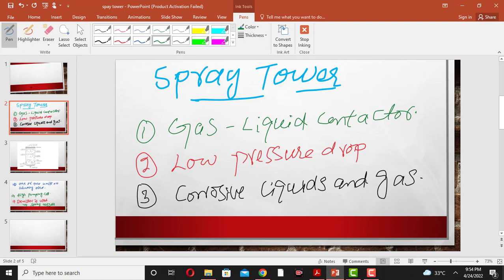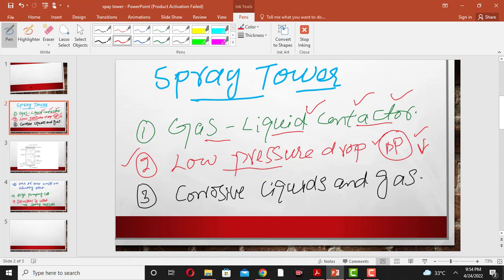In this lecture we will discuss the spray tower. The spray tower is used for gas-liquid separation processes. It is also called a gas-liquid contactor. The advantage of the spray tower is that it has a very low pressure drop. The pressure drop here is very small.